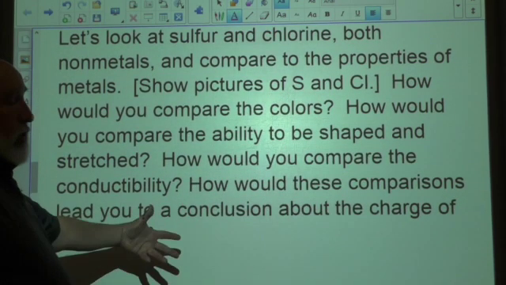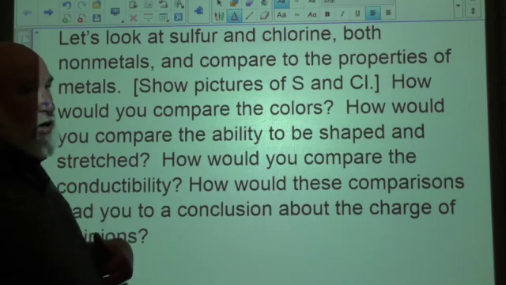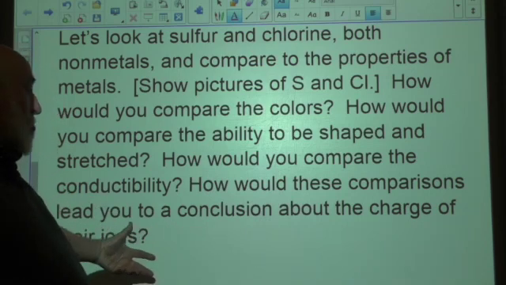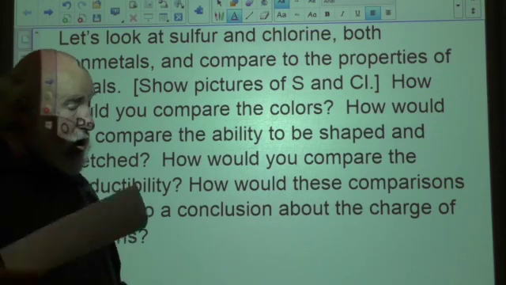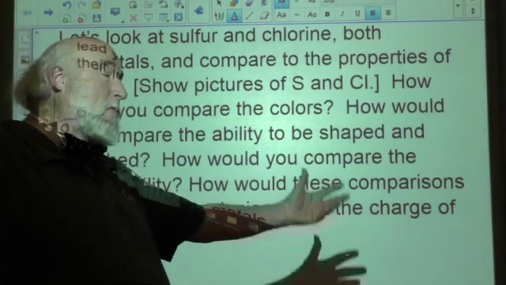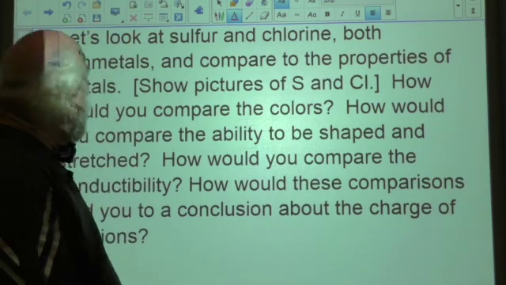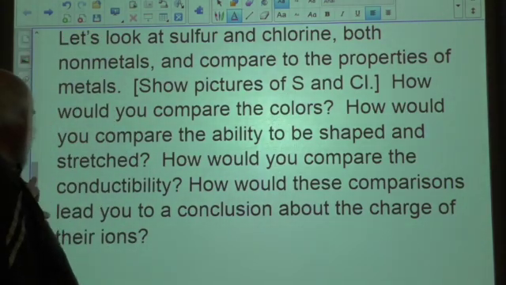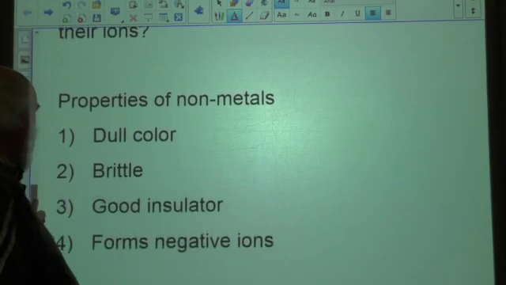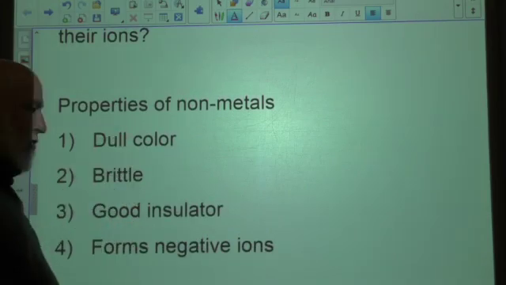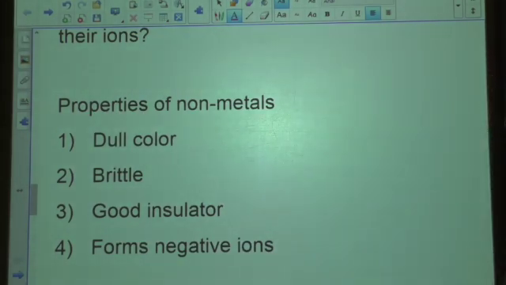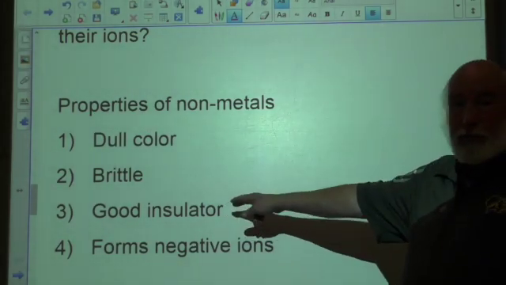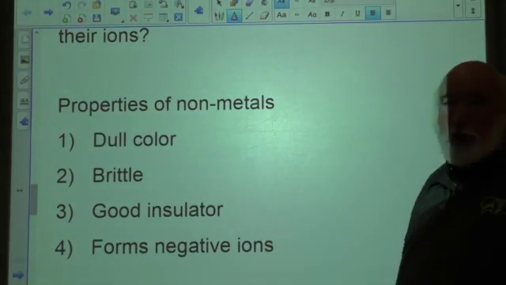And keeping these comparisons in mind, how they're opposite each other, what conclusion can we make about the charge of the ions that we'd expect out of nonmetals? Well, because nonmetals are opposite metals, metals form positive charges, nonmetals can form negative charges. So, properties of nonmetals: dull color, brittle, good insulator, and forms negative ions.